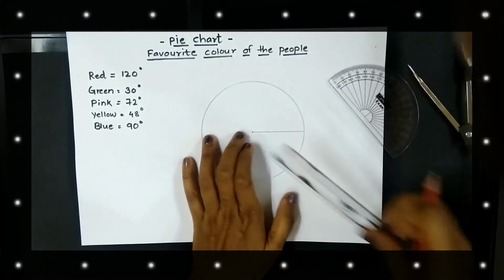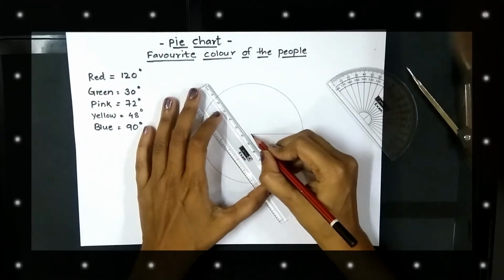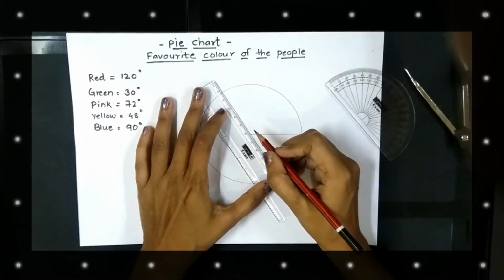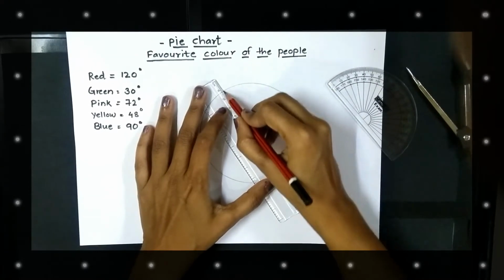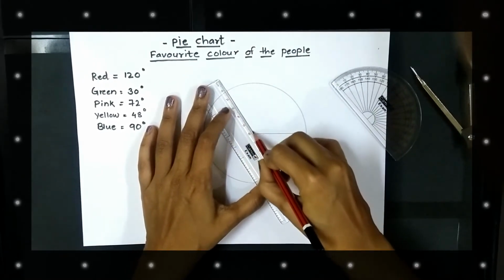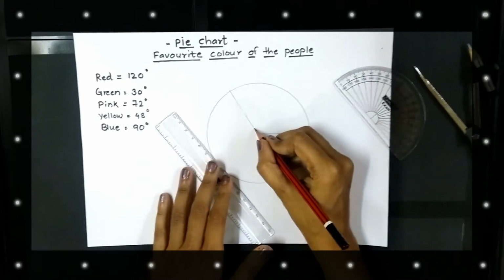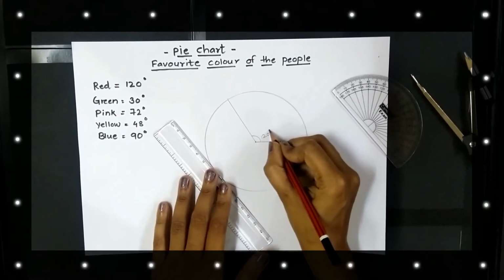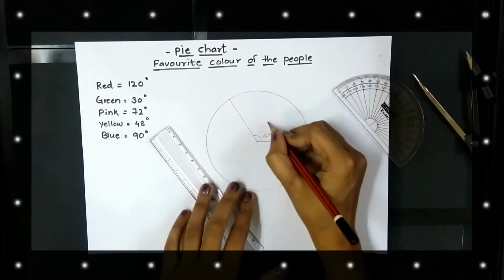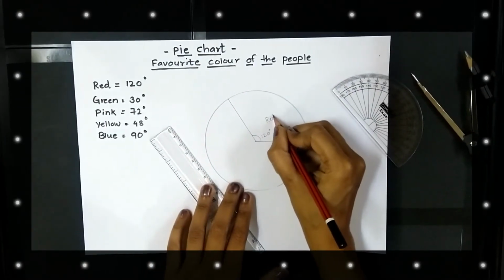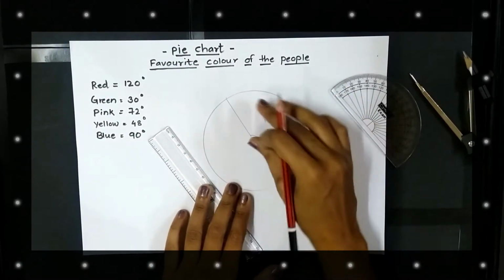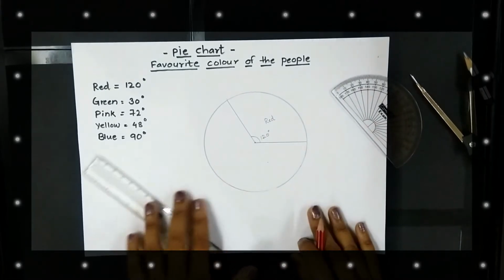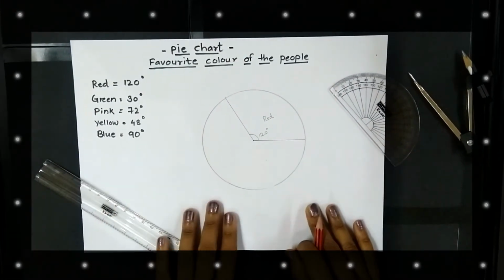After marking the point for 120 degrees, I will join it to the center point of the circle, and this is my angle of 120 degrees, which is going to represent the color red. This much sector represents how many people like red color on the pie chart.